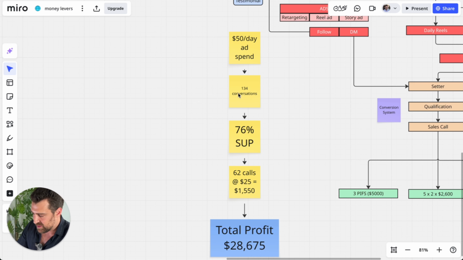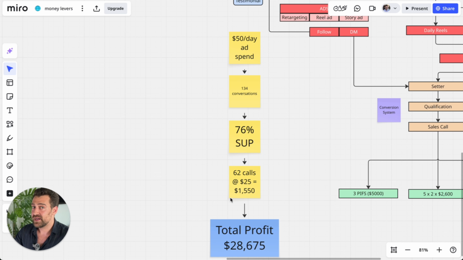And then we had 134 conversations, and we booked 62 calls. I forgot what this is. I think it's how many people showed up to the call, but I should have put this after. So I'm very unprofessional when it comes to this presentation. We had 62 calls, and basically each call cost $25. And in total, we spent $1,550.